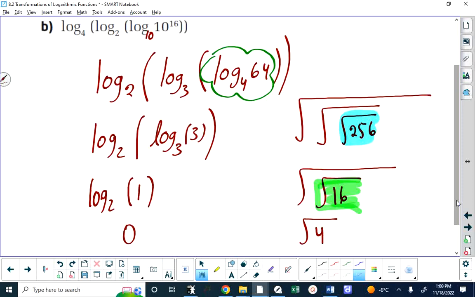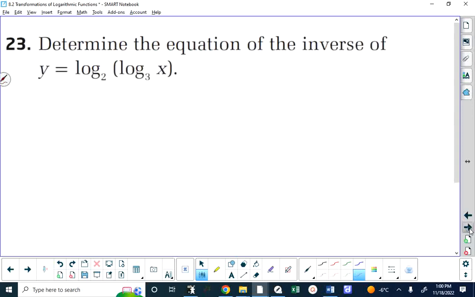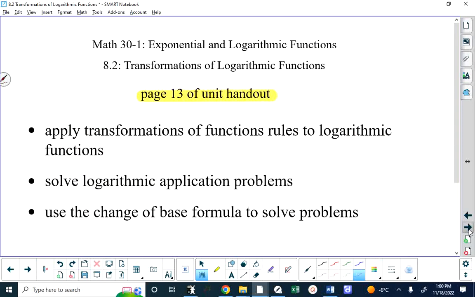All right. We're going to move on now. And there are a couple of different things in this lesson that I've put in. It's mainly about transformations of logarithmic functions. But we're going to be looking at applications of logarithmic functions and learning about something called the change of base formula.